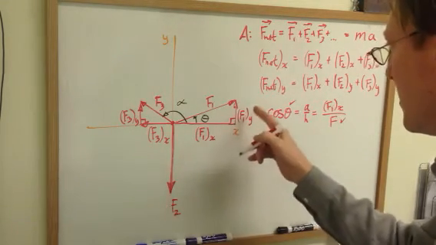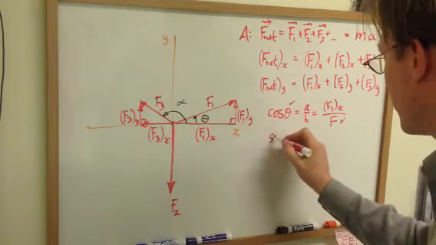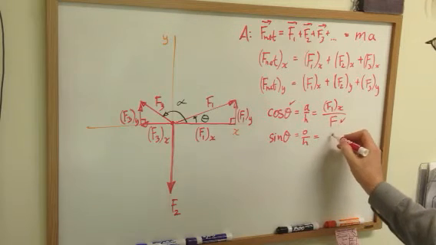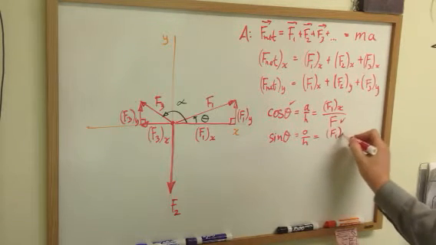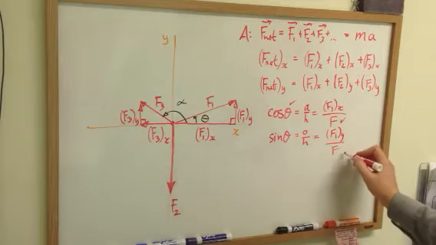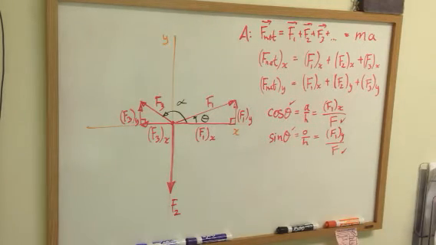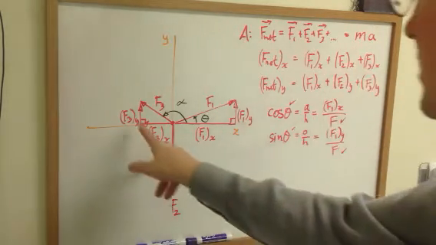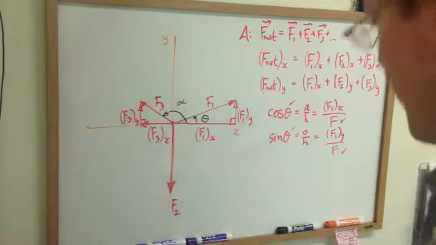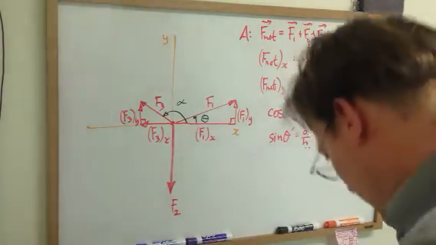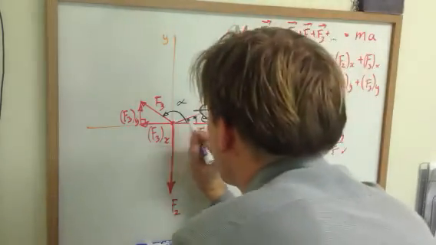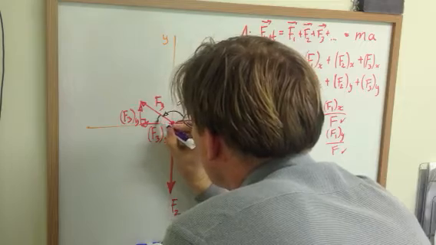F1y, I would use opposite over hypotenuse. Opposite over hypotenuse, I would use F1y over F. Again, I know F, I know theta, I can solve for F1y. So I can now just start plugging those in. I can use similar arguments for F3, but the angle I will use is, I would use this angle here.